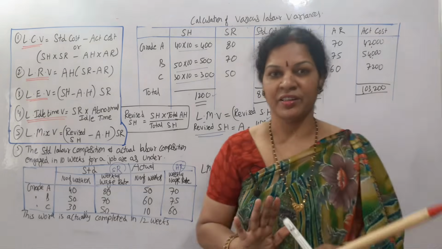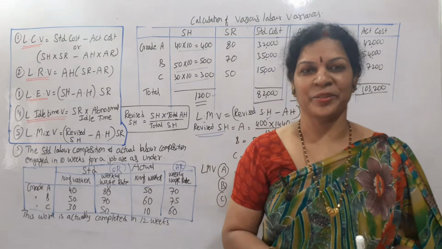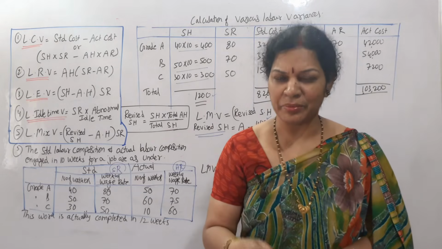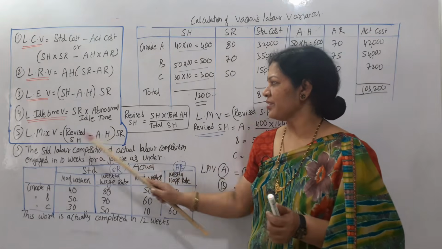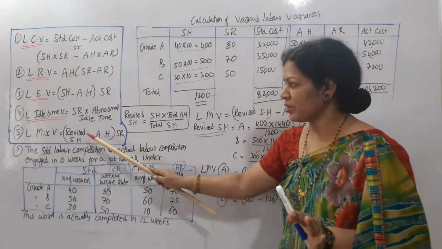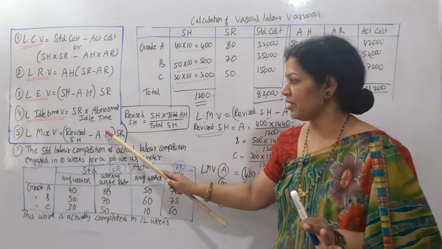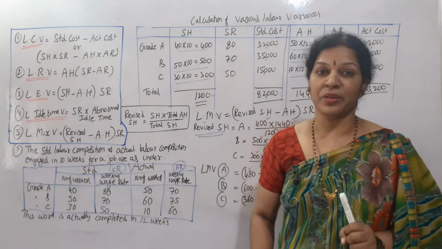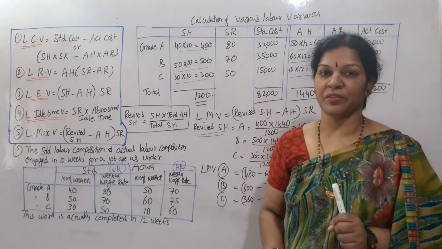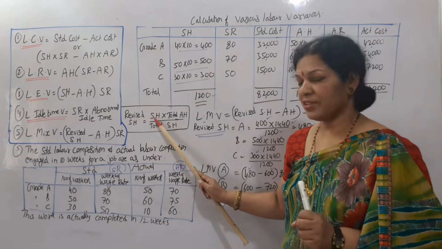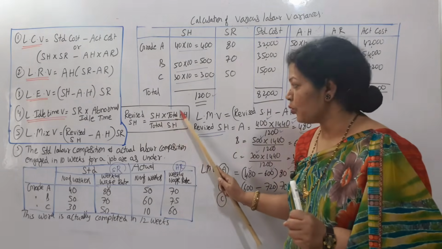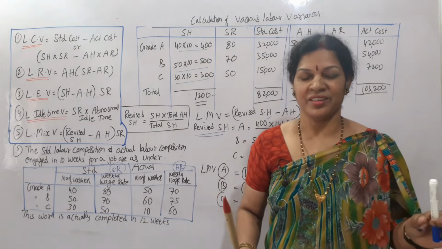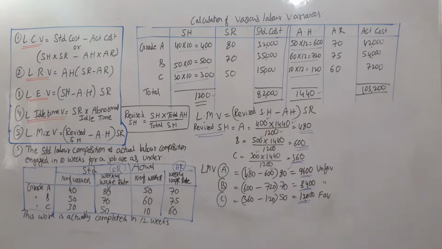Am I clear? Confused? Practice it. Watch this video once again, practice it, and remember this formula first, the main thing: revised standard hours minus actual hours into standard rate. But how do we calculate revised standard hours? You have to be careful with this formula: standard hours into total actual hours by total standard hours. That's it. Take a screenshot or note it down.